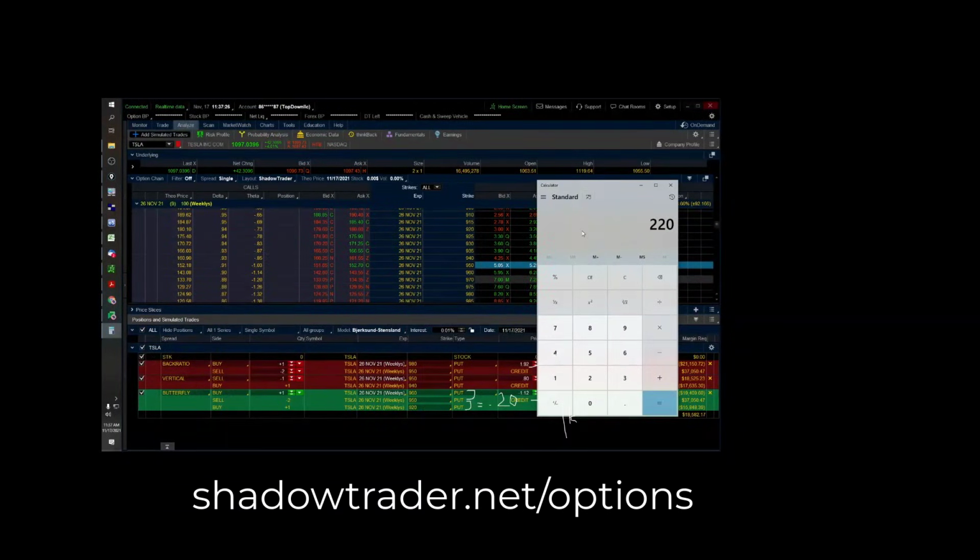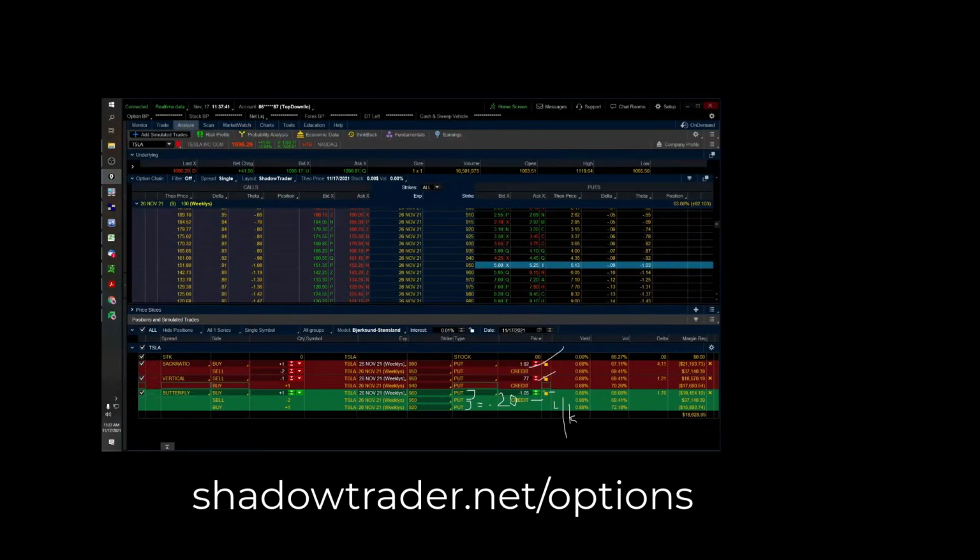So what would that be? $220, right? And what if you rinse and repeated that every single week, times 52 weeks a year, divided by the 4,000 risk? See? So that's another example of how you would do it.